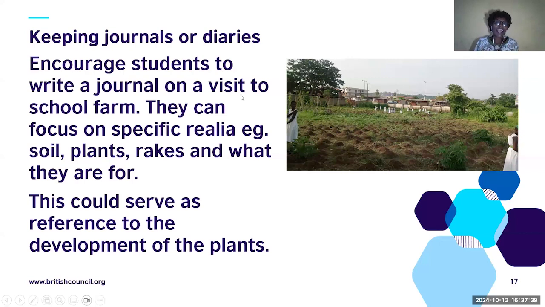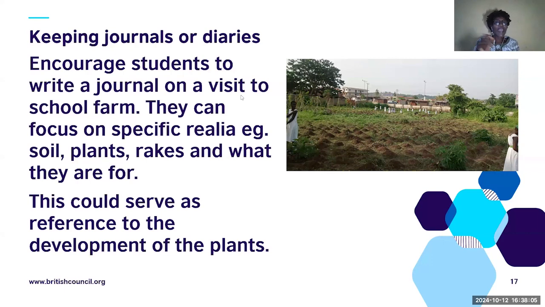Now, we can also ask our students to keep journals and diaries. This culture is waning. I asked some of my students in the school, do you have a diary? Even some of them don't know what diaries are, but they know what an Android phone is. They know how to chat on Facebook, on WhatsApp, and what have you.